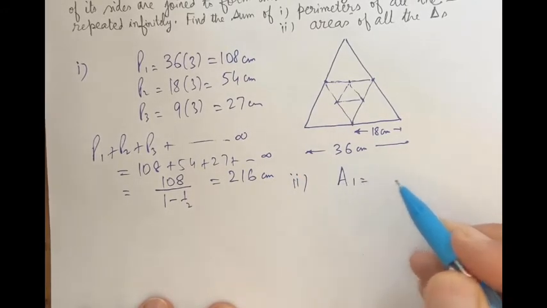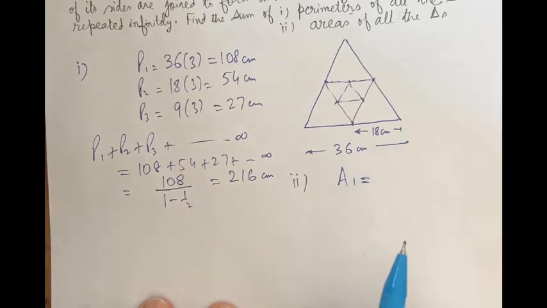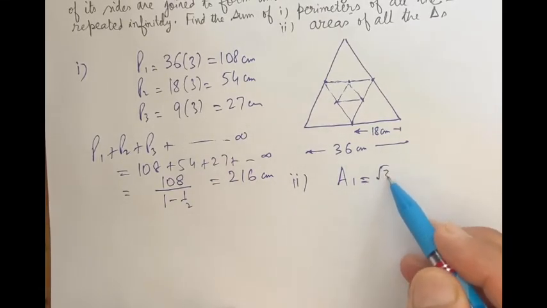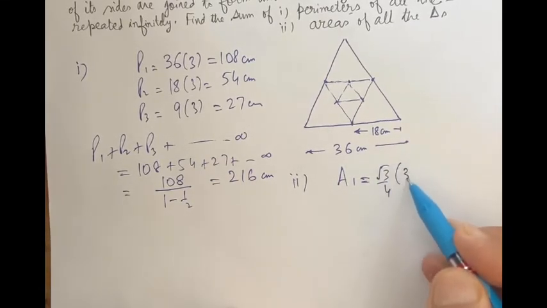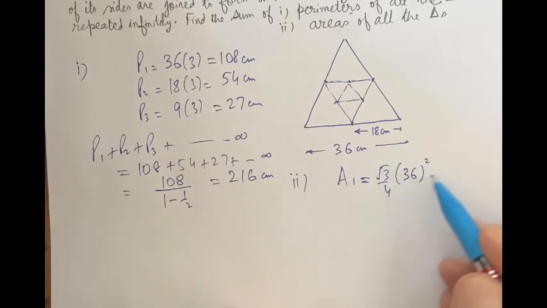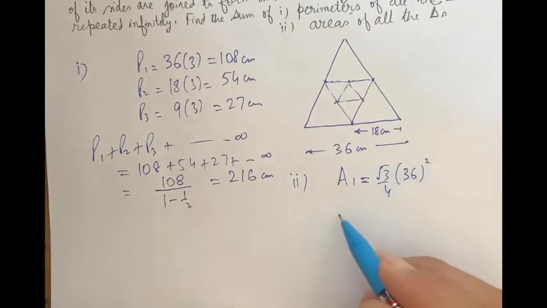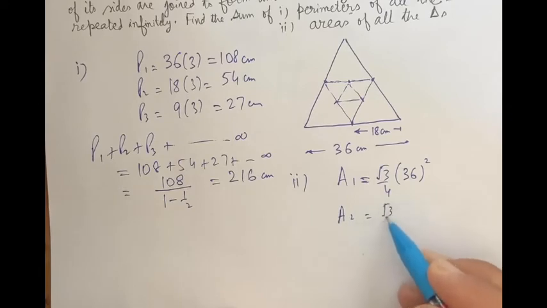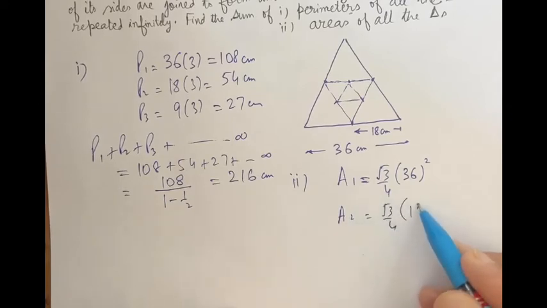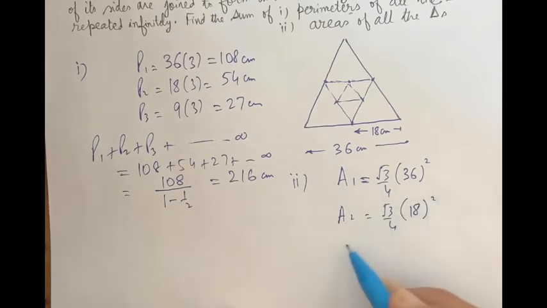So the area of the first triangle is root 3 by 4 into side square, 36 square, and the area of the second will be root 3 by 4 into the side of 18, so 18 square. Third will be root 3 by 4 into 9 square.